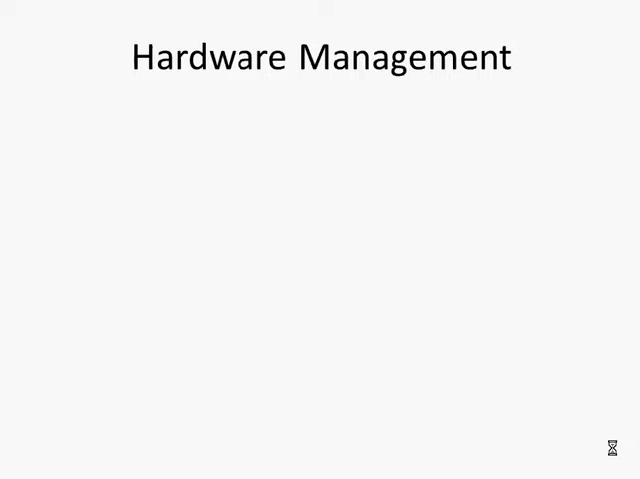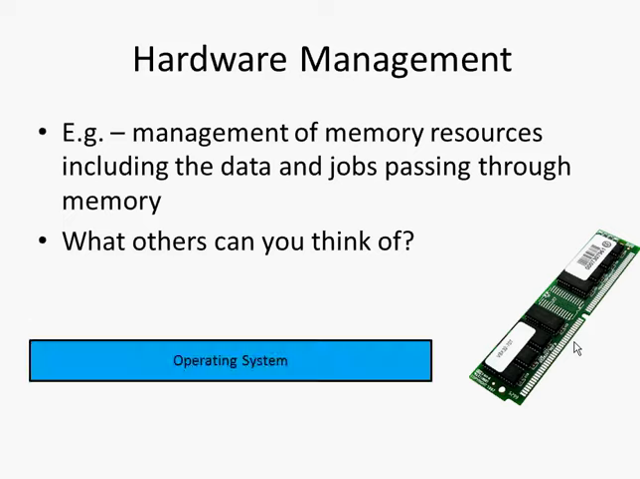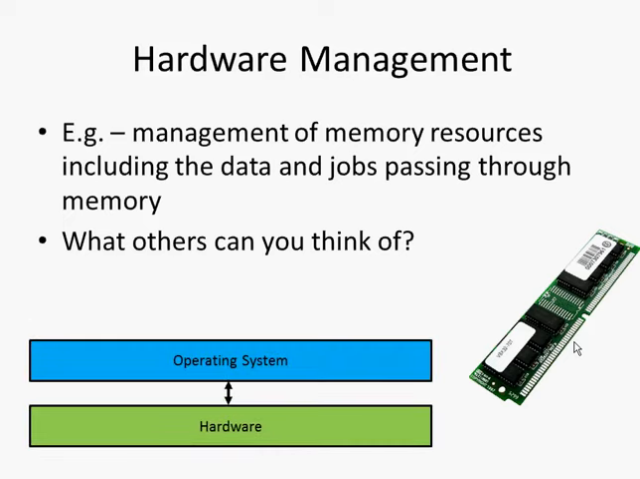What does this all mean? Well, hardware management could be the management of memory resources, including the data and jobs passing through RAM. Well, I'm sure there are others that you can think of. It might involve a printer, or it may involve a monitor or some sound through a sound card into some speakers. So I'm sure there's lots of examples of where an operating system manages hardware, installing a new scanner, possibly.